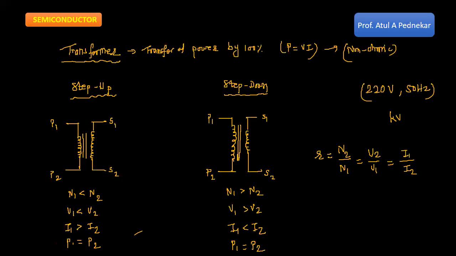Now tell me, for step up, the value of R will be greater than 1 or less than 1? Just look at the formula, N2 and N1. In step up, N2 is greater than N1, na? So numerator is bigger than denominator, so R will be greater than 1. And in step down, R will be less than 1. Are you all clear?